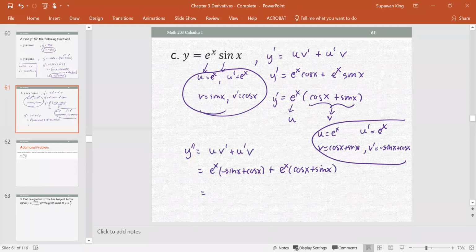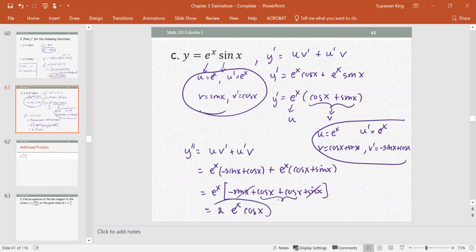Then simplify. Now we see e to the x as the common factor, and then regroup the rest of the terms together as negative sine x plus cosine x plus cosine x plus sine x. Minus sine and plus sine, they are cancelled. Now it becomes 2 cosine x multiplied by e to the x as the second derivative of this function.